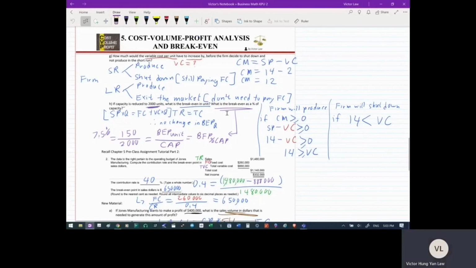However, when it comes to break-even as a percent of capacity, when we reduce the capacity to 2,000 units, the break-even as a percent of capacity will change as well. The formula for that is break-even point in units divided by capacity. Capacity was 2,500 before, now it is 2,000. So our denominator in the equation changes to 2,000. As a result, our new break-even point as a percent of capacity is now 7.5%.